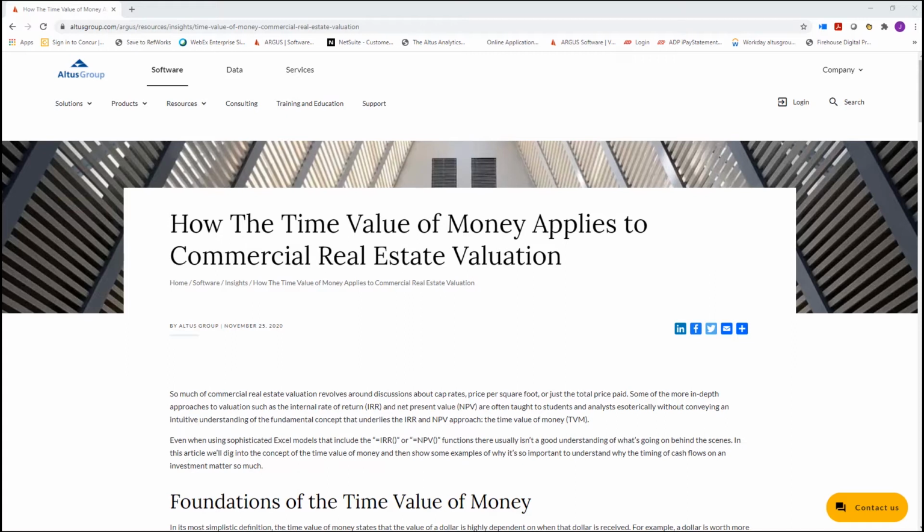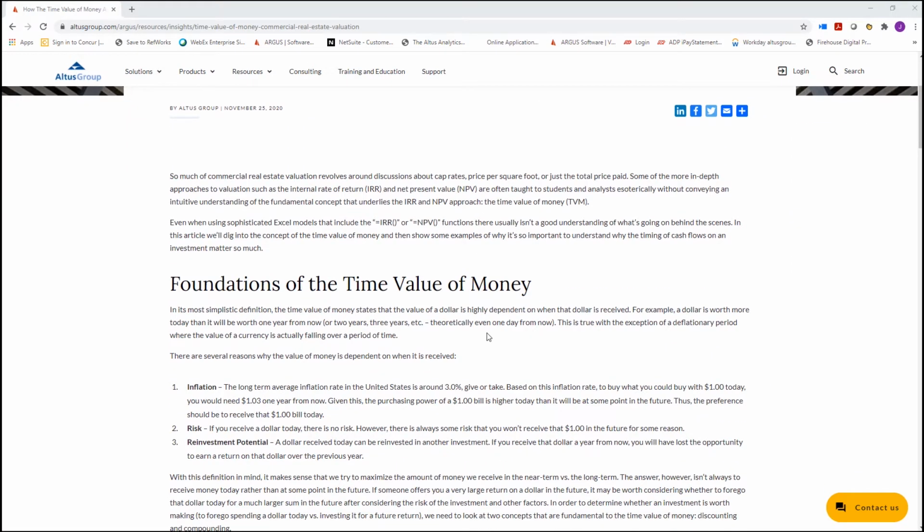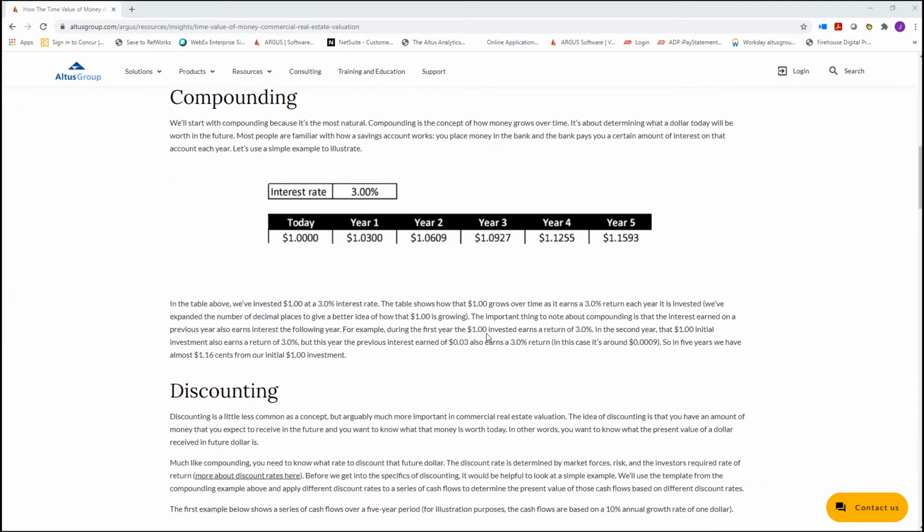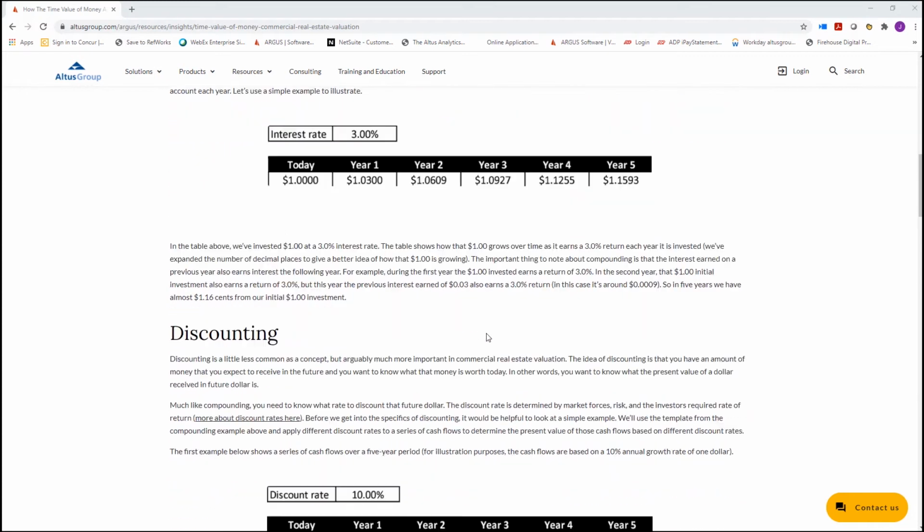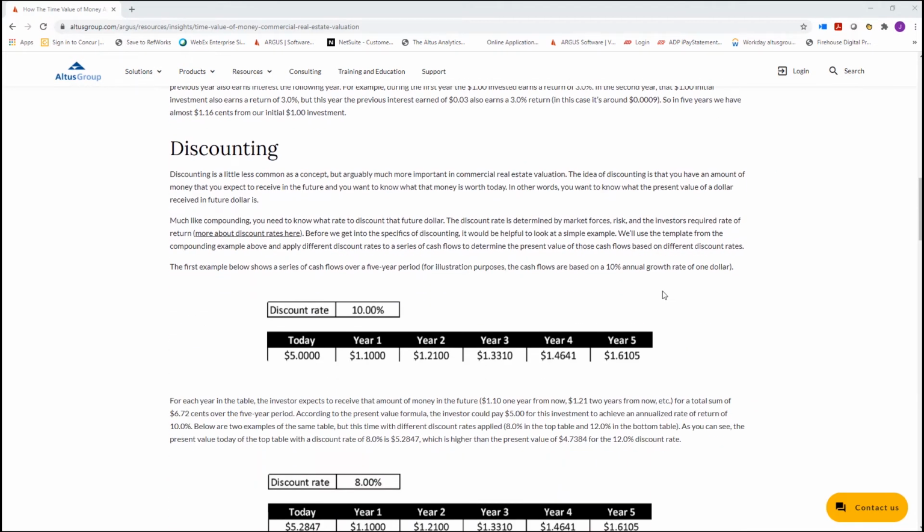And today we're going to talk about the time value of money in Arcus Enterprise. Now, this video is serving as a bit of a follow-up to our insights article, how the time value of money applies to commercial real estate valuation. This article is a great article because it talks about the basic concepts of the time value of money. It also talks about compounding and discounting. And when we get to the discounting section, this is really what we're going to focus on in Arcus Enterprise.